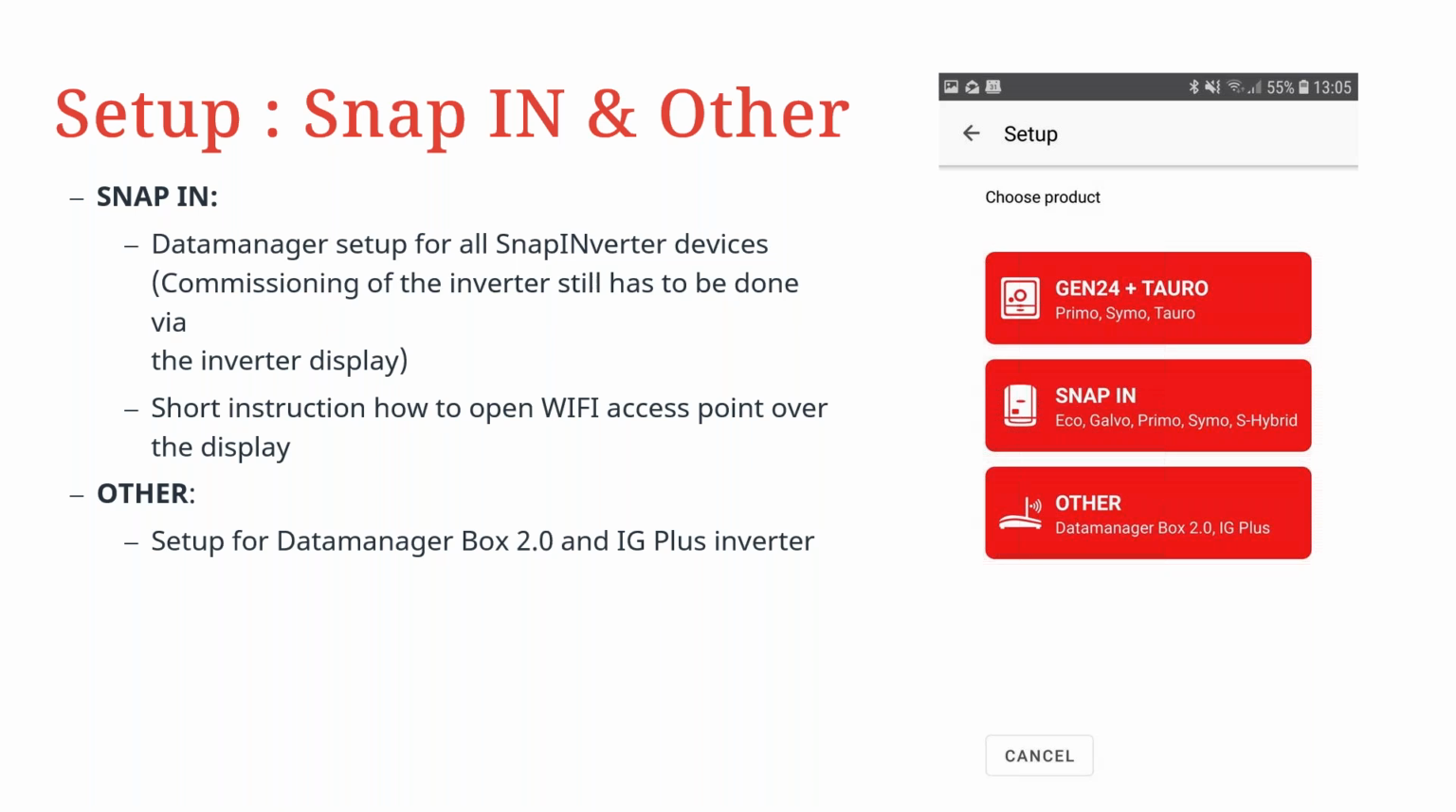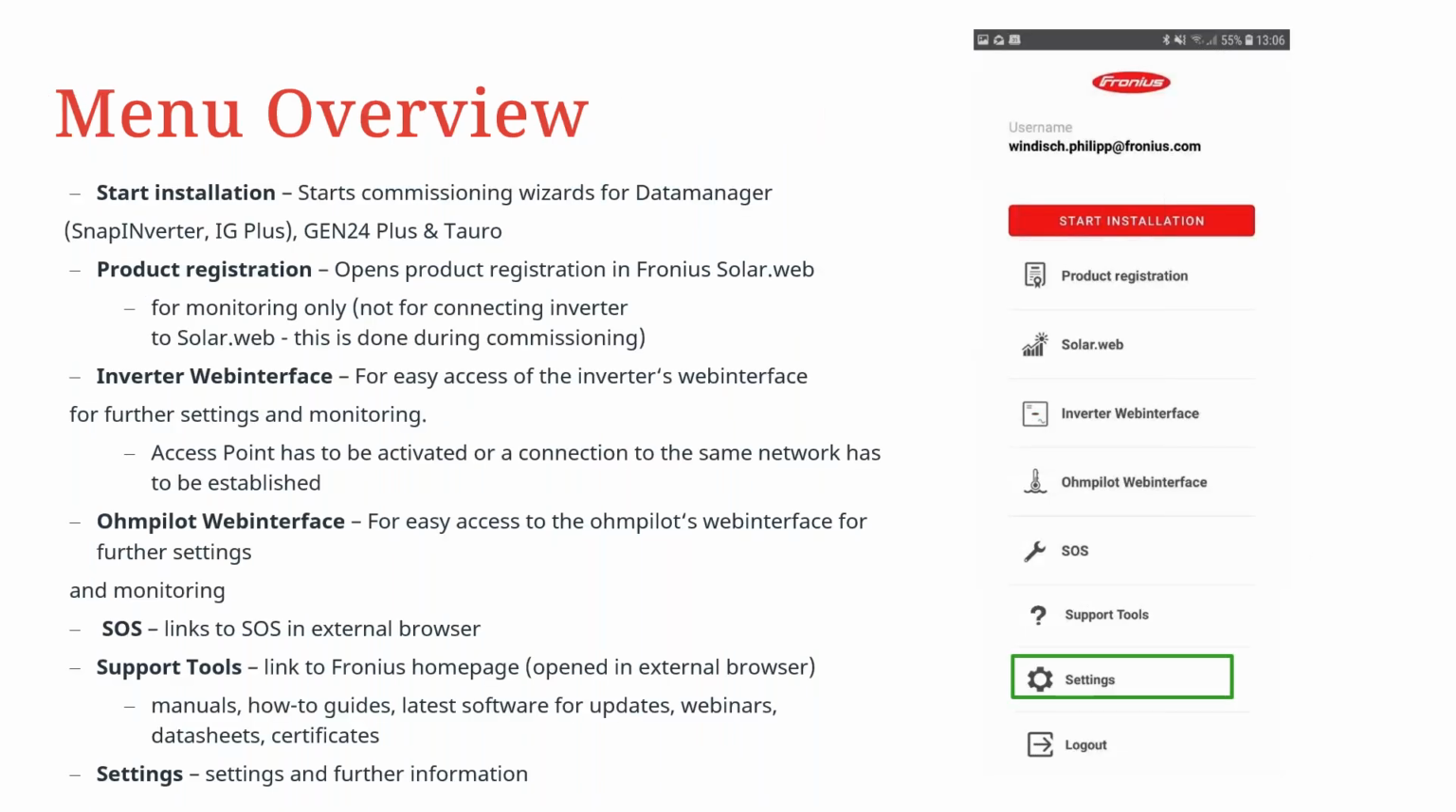If you are commissioning other products, such as the data manager box, the external box, or the Fronius IG Plus inverters, you'll then need to select other. Next, you'll have a menu overview. From here, we can do the start commissioning. This immediately boots up the app itself into a commissioning wizard for the data manager.